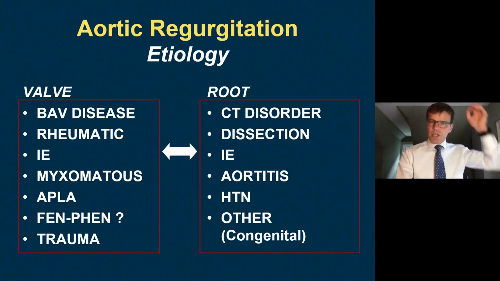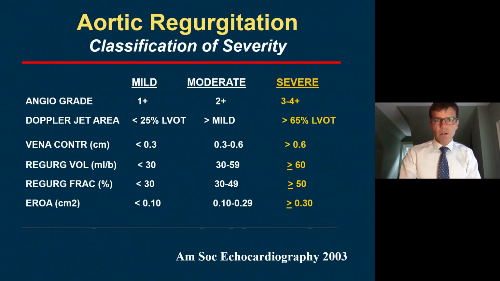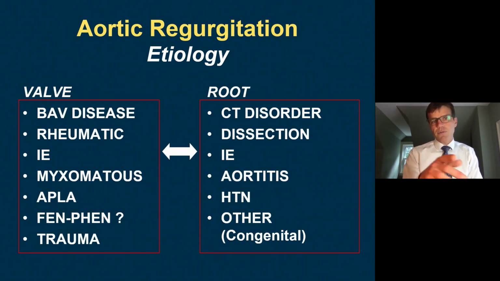Okay, aortic regurgitation, less common, but also important to know about. You can see here the different causes of aortic regurgitation. Typically, the one I see the most of is bicuspid aortic valve disease, which often is associated with a dilatation of the aortic root. You can see aortic regurgitation when there's been a dissection.